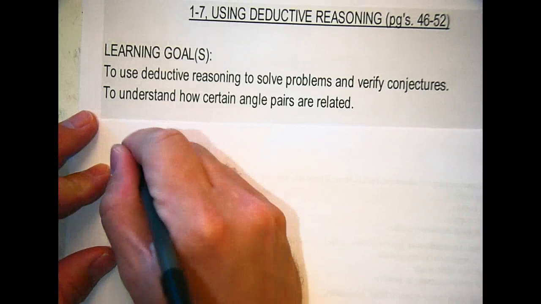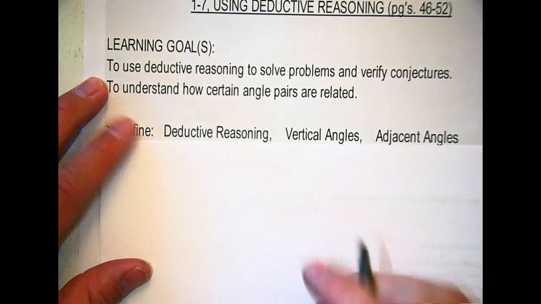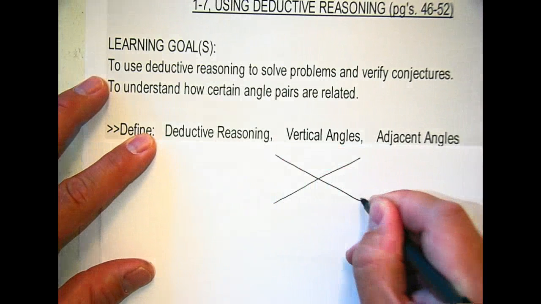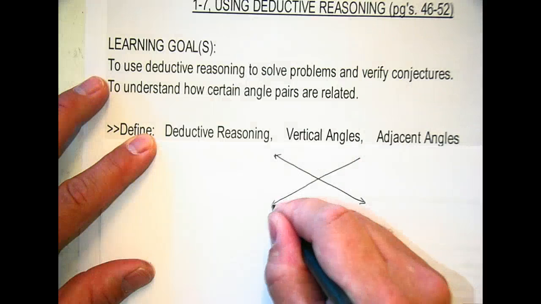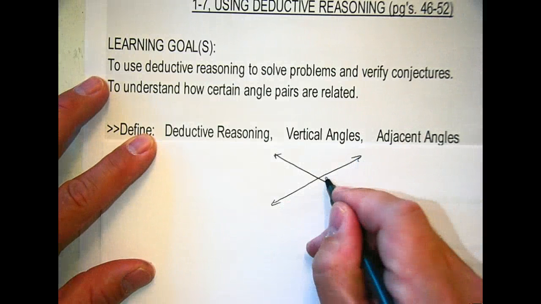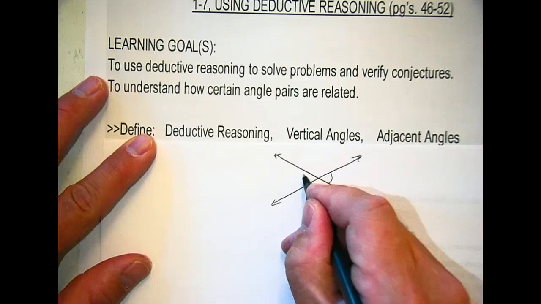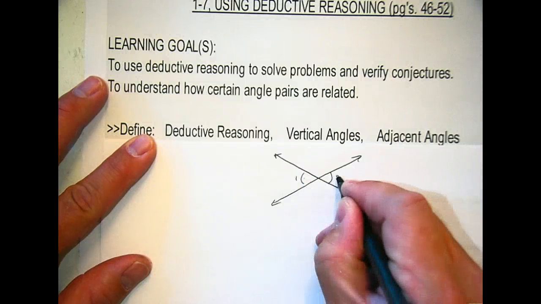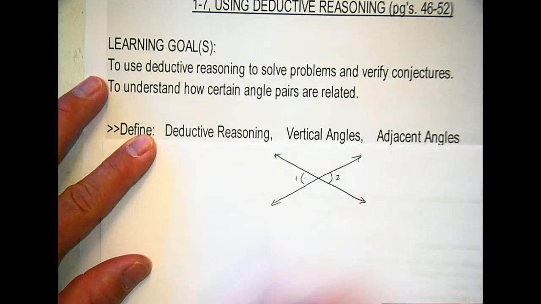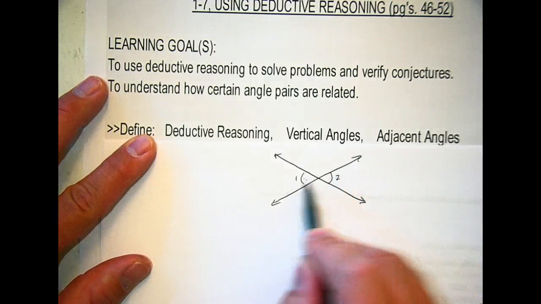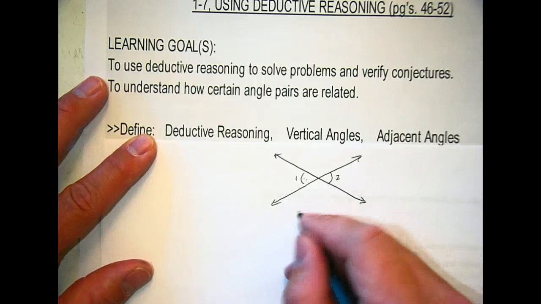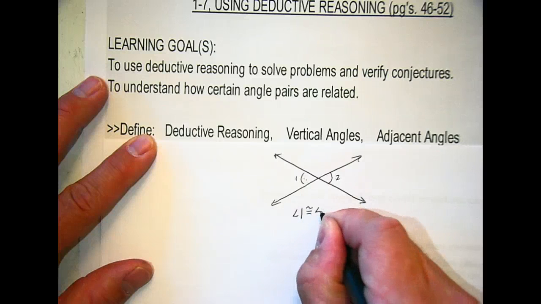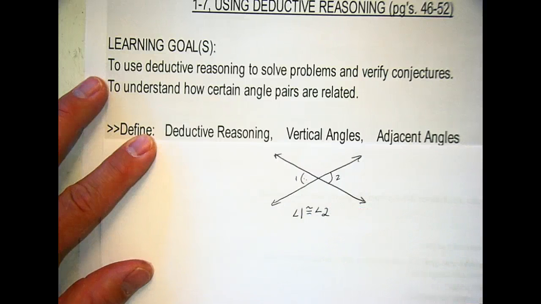Vertical angles: anytime two line segments or lines cross, they intersect so that you have four different angles. You have angle 1 and angle 2. Those two angles are congruent, the angles directly across from each other. We call them vertical angles. So in this case, angle 1 would be congruent to angle 2. You're going to use that a lot this year.